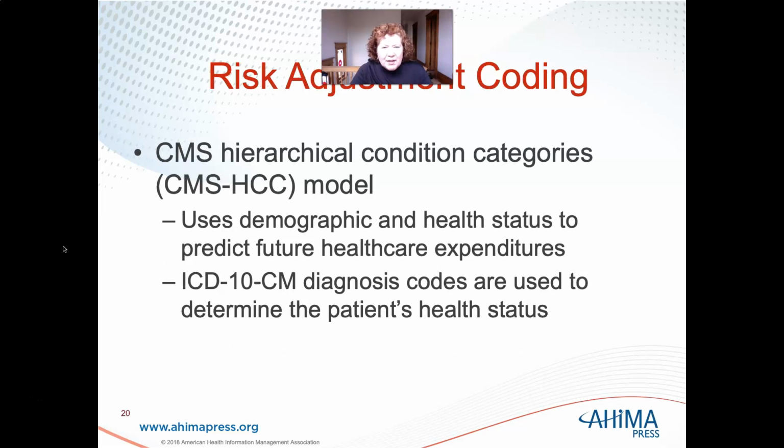Risk adjustment coding. Have you heard about that? Risk adjustment coding, HCCs. This is a relatively new model that has come out and really exploded in the last 7 years or so. CMS developed this. It's called hierarchical condition categories. Hierarchical condition categories, HCCs. They use demographic and health status to predict future healthcare expenditures. And they use ICD-10-CM diagnosis codes to determine the patient's health status. And how they do it is different than DRGs or APCs. So just be aware of that.